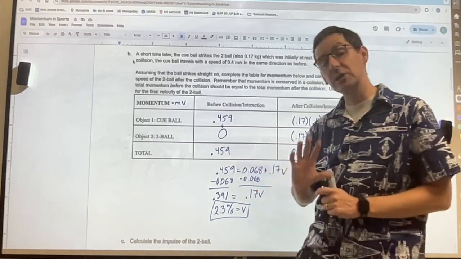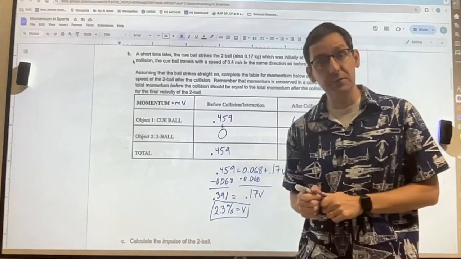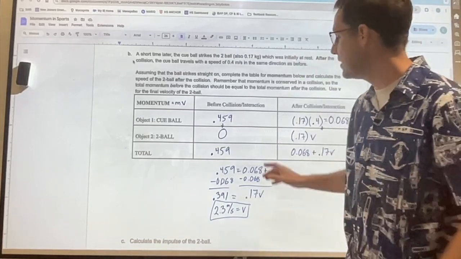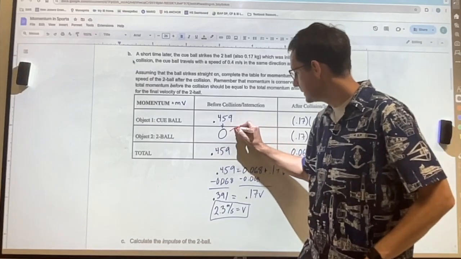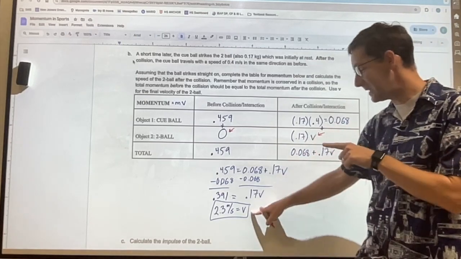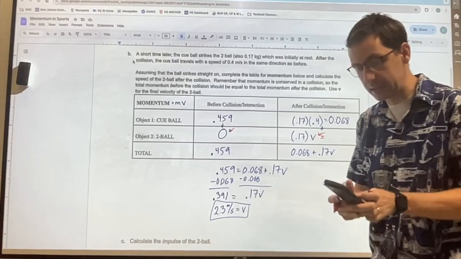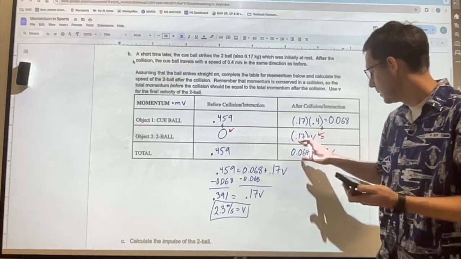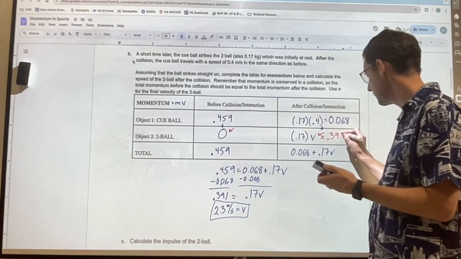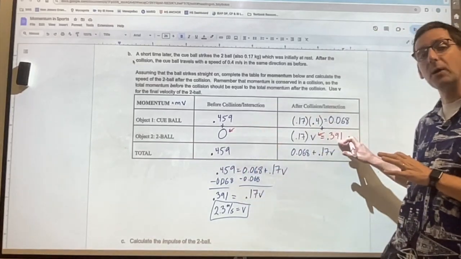All right? Now, in part C, it's going to ask us to calculate the impulse of the two ball. What's the change in momentum of the two ball? Well, we can do that now, right? Because we know that it started with 0 momentum. And now it has 0.17 V, but V is 2.3. And so I can now find the final momentum. So I'm going to go 0.17 times the velocity, which is 2.3, and I get 0.391. So therefore, ball 2 started with 0 momentum and it ended with 0.391.